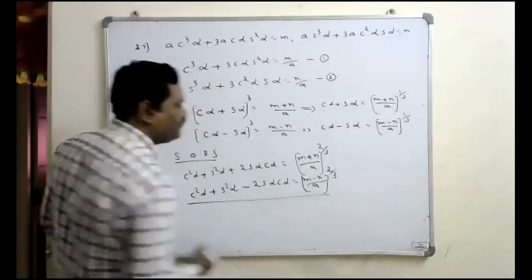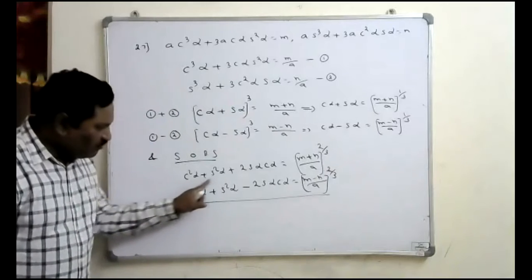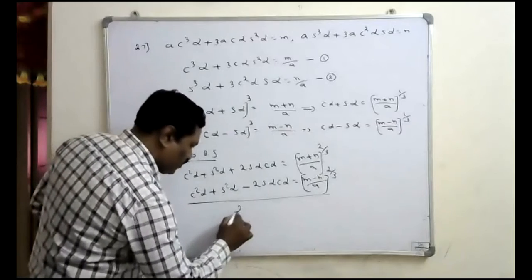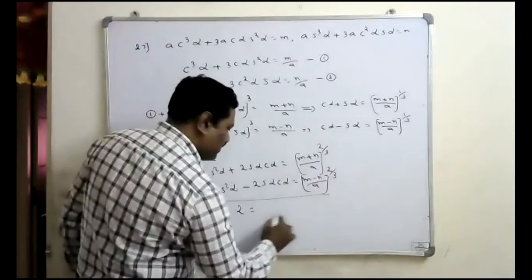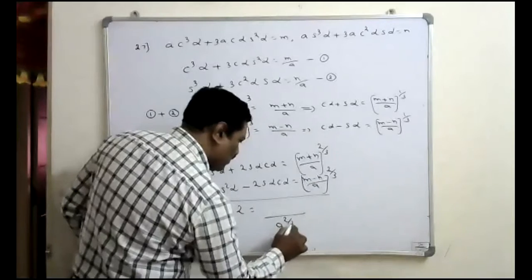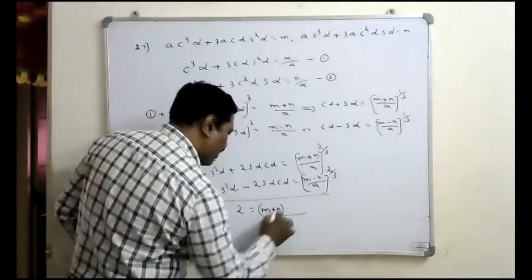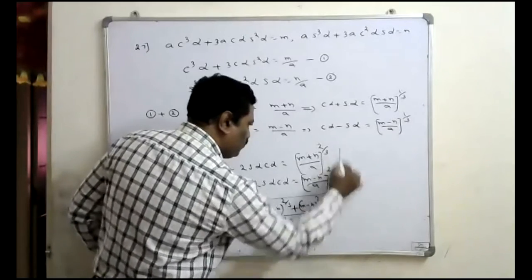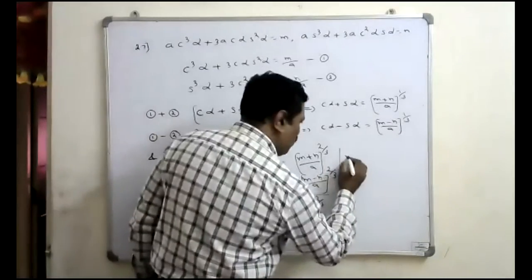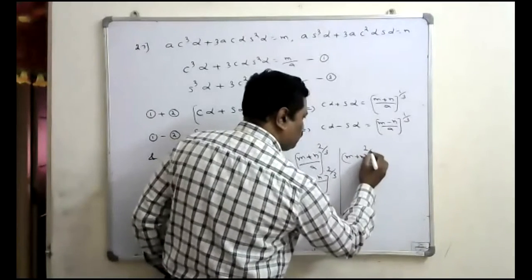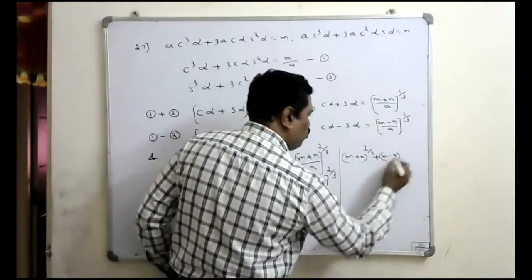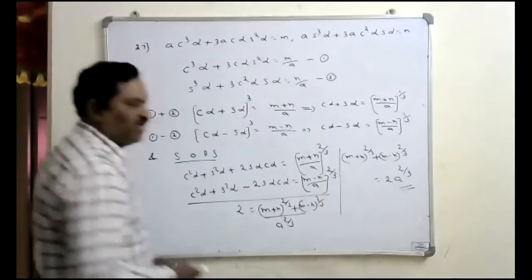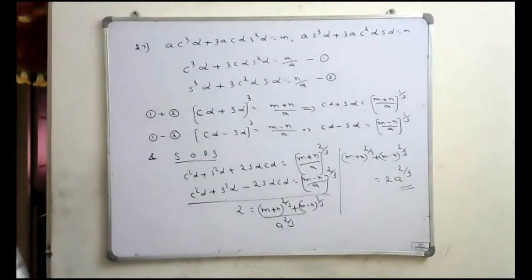Now we will add them. If we add them, cos square alpha plus sin square alpha is 1. Here also this is 1. 1 plus 1 is 2, is equal to, this term is getting cancelled. Here the LCM is a power 2 by 3. Then the numerator will be m plus n whole power 2 by 3 plus m minus n whole power 2 by 3. Therefore, sending this to the other side, m plus n whole power 2 by 3 plus m minus n whole power 2 by 3 is equal to 2 times a power 2 by 3. That is the answer.